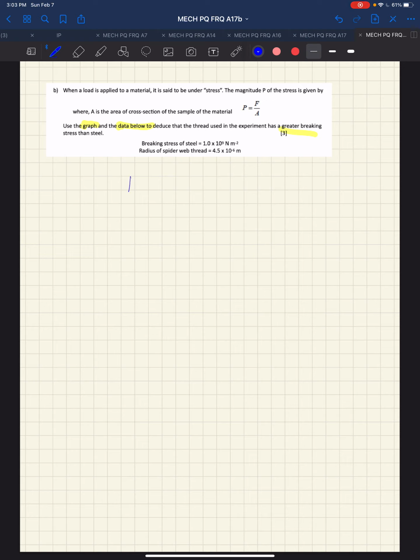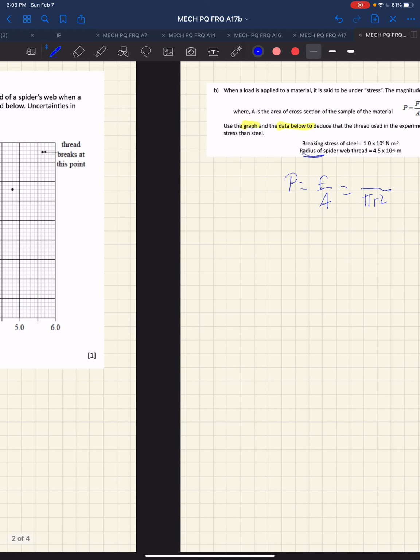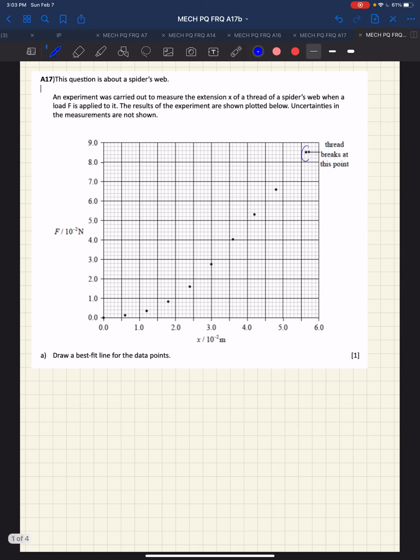So we have P equals F over A. And the area, we're told, is the cross-sectional area. We have the radius, and so that's going to be pi r squared. And the force, a greater breaking strength than the spider web. Well, we look here, it breaks at this point. And that force, when we read it off the graph, looks to be about 8.5.